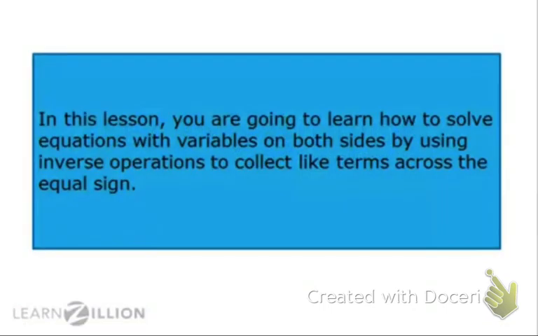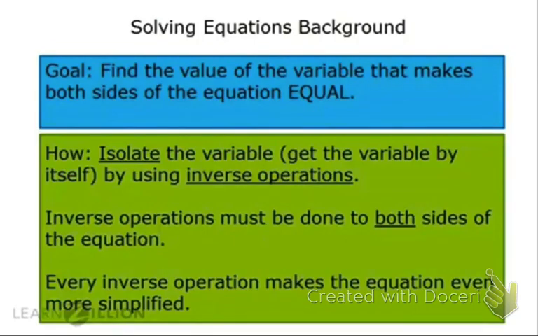In this lesson, you are going to learn how to solve equations with variables on both sides by using inverse operations to collect like terms across the equal sign. As a reminder, our goal when we want to solve an equation is to find the value of the variable that makes both sides of the equation equal. We're going to do this by isolating the variable, getting the variable by itself, using inverse operations. We're going to do inverse operations to both sides of the equation, and every time we do an inverse operation, the equation should be even more simplified.